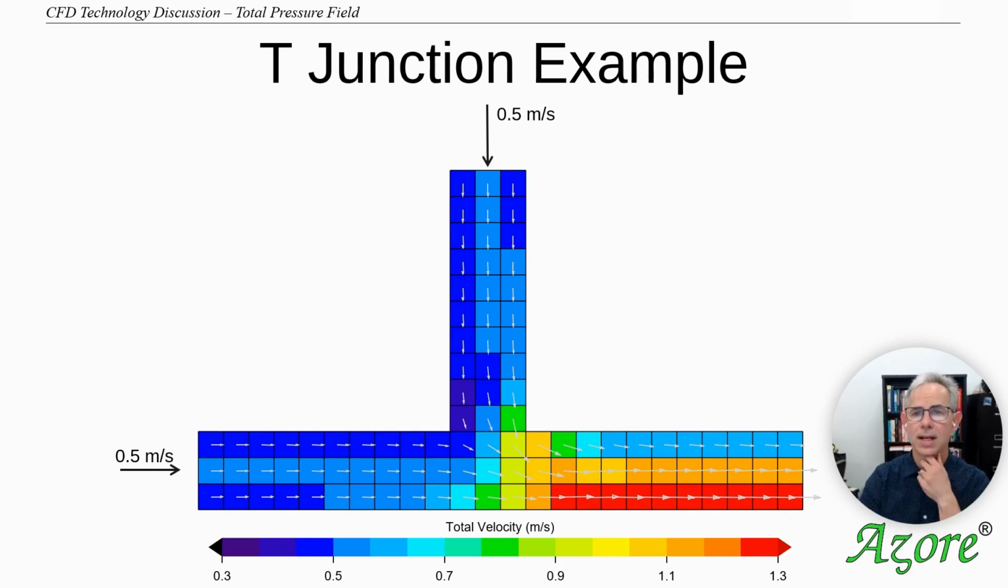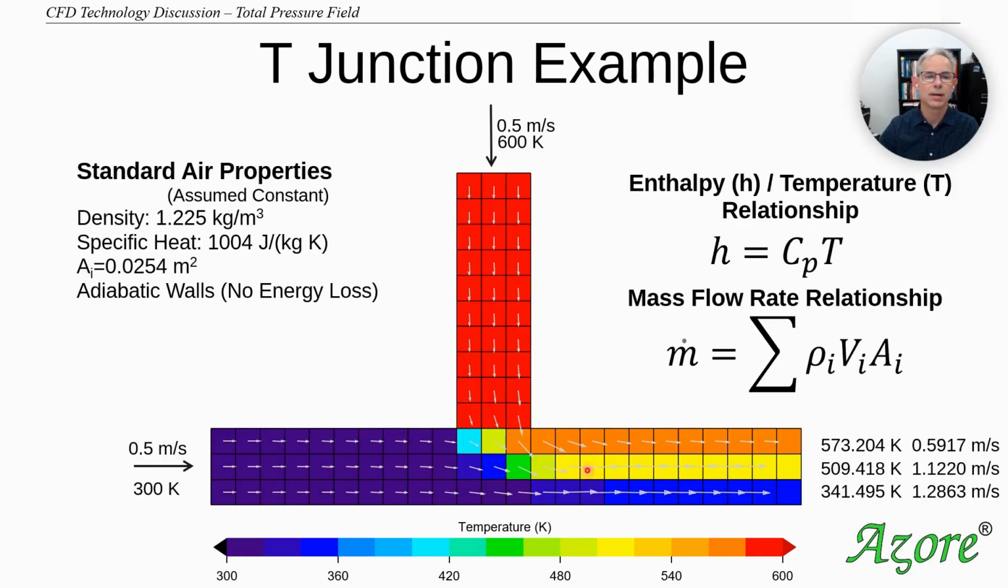So this is the example we're going to use, and we're going to look at the temperature. Here we've set up a low temperature coming in on the left-hand side of our T, and a high temperature coming in here, and then we'll watch it mix, and then it'll leave right over here. We're going to use air, with a constant density and a constant specific heat, and this A_i value is the area of each one of these cell faces down here, so that'll help in our calculations.